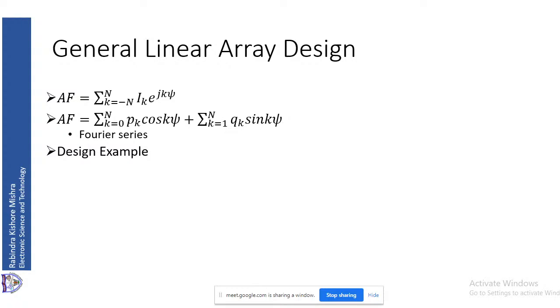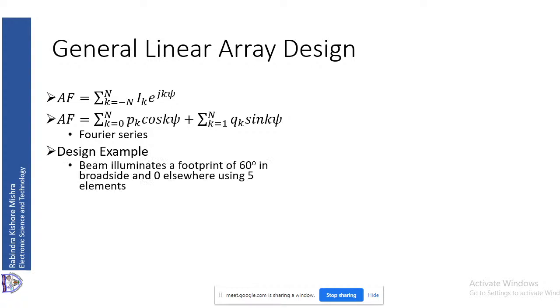Now if I write the array factor as a Fourier series, for design of the array what I have to do is find out what is ik, or what are pk and qk. Once I know those values, those are the amplitudes of the current excitation. So my array factor term is done. So let us see a design example.